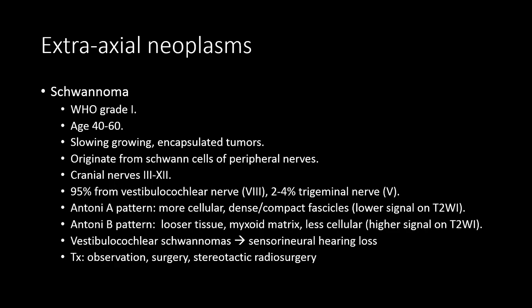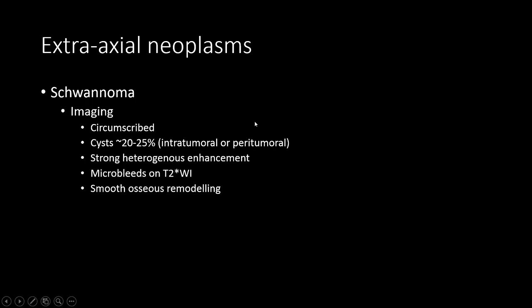Vestibulocochlear schwannomas can often present with sensorineural hearing loss, and treatment options include observation, surgery, or stereotactic radiosurgery. On imaging, schwannomas are circumscribed masses. They strongly enhance but often inhomogeneously. Cysts are not uncommonly associated with schwannomas, either intratumoral or peritumoral. They can be associated with hemorrhage, and when they're large enough, they can cause smooth, sharp osseous remodeling.